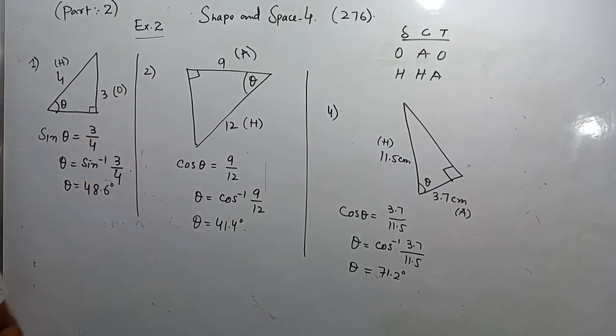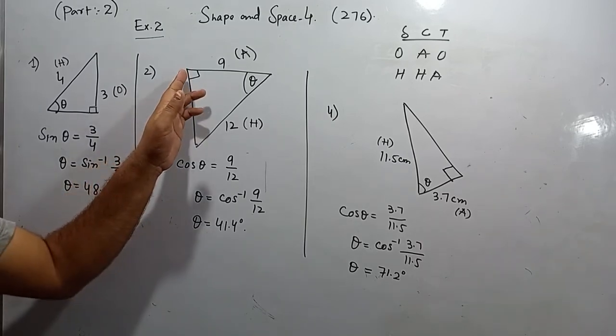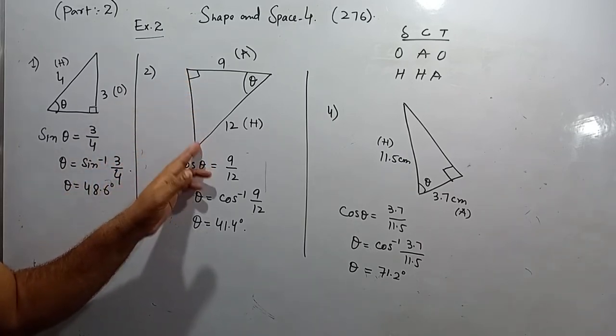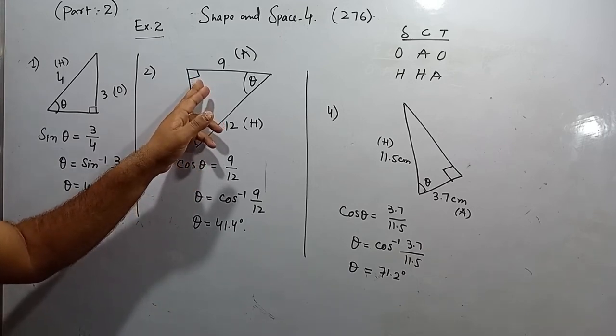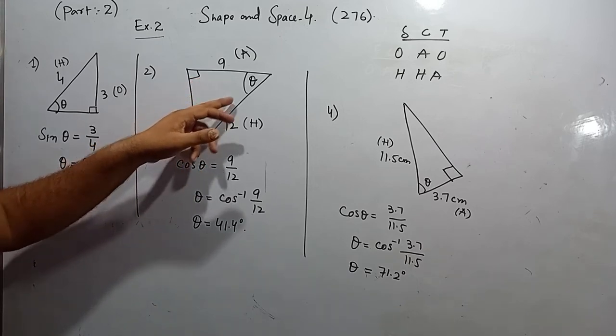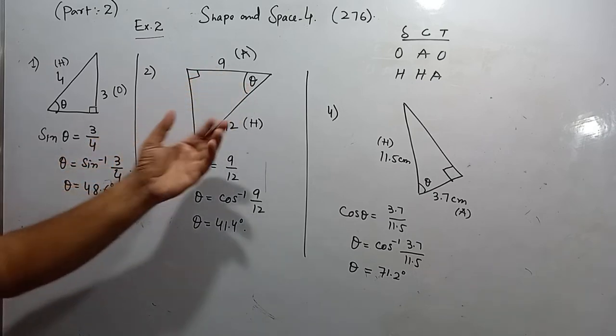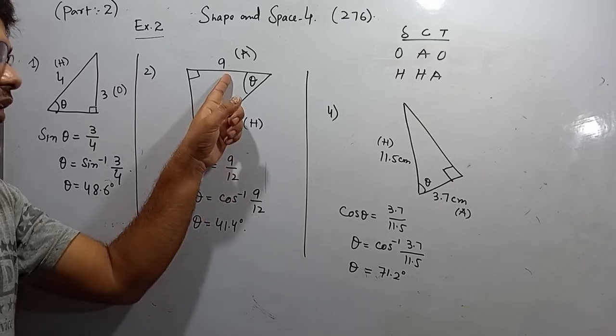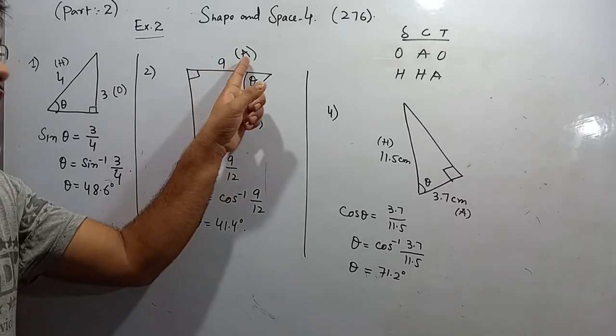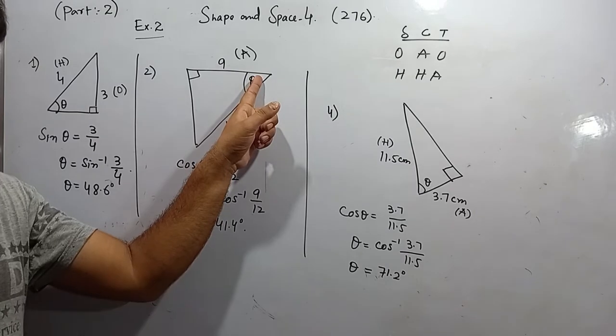Now see question number 2 from the same exercise. This is the diagram, you can see the diagram like this in the textbook. Here it is a 90 degree angle. And opposite to this angle is the side which is the hypotenuse, that is 12, given in the question. And this side is given, it is 9. So this is adjacent to this theta.